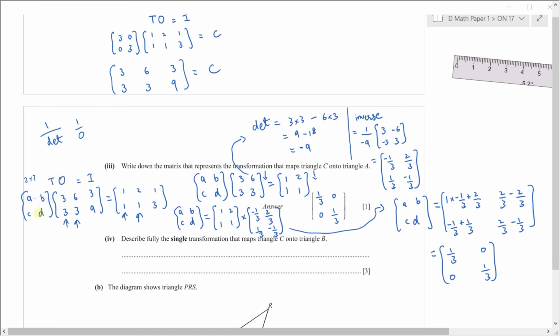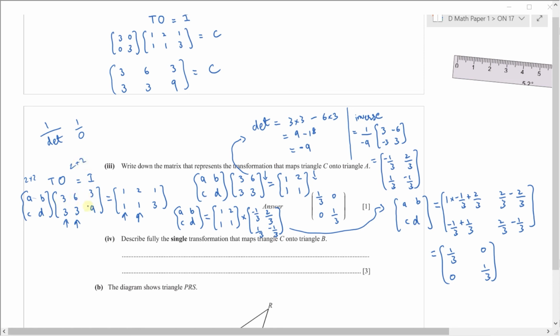So the transformation matrix is unknown in this case. Your object is your triangle C. So you have 3 pairs of coordinates for triangle C, which maps onto triangle A, which also has 3 pairs of coordinates. Since we do not know how to calculate an inverse of a rectangular matrix, we only know how to calculate the inverse of a 2 by 2 matrix.